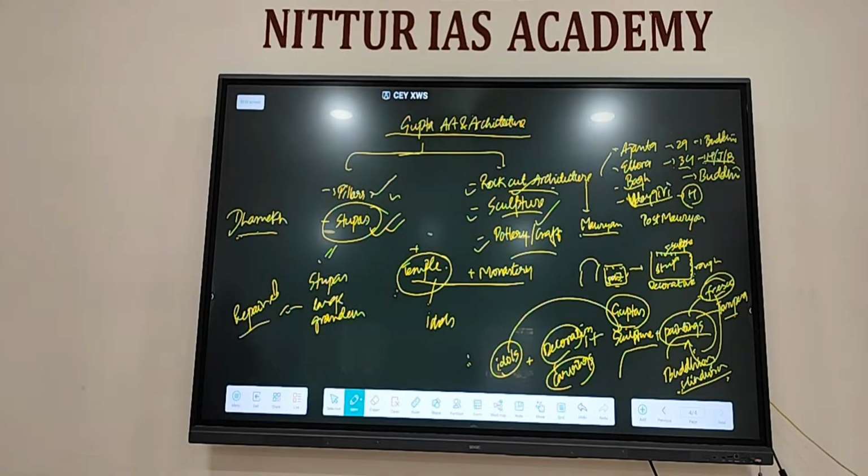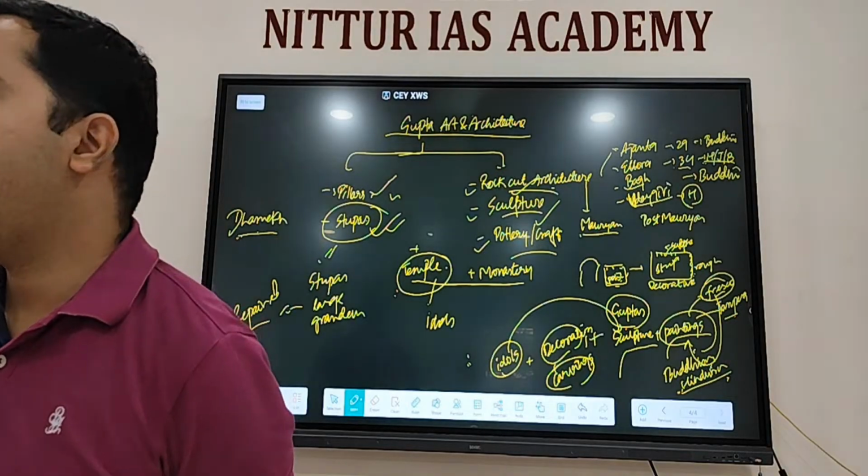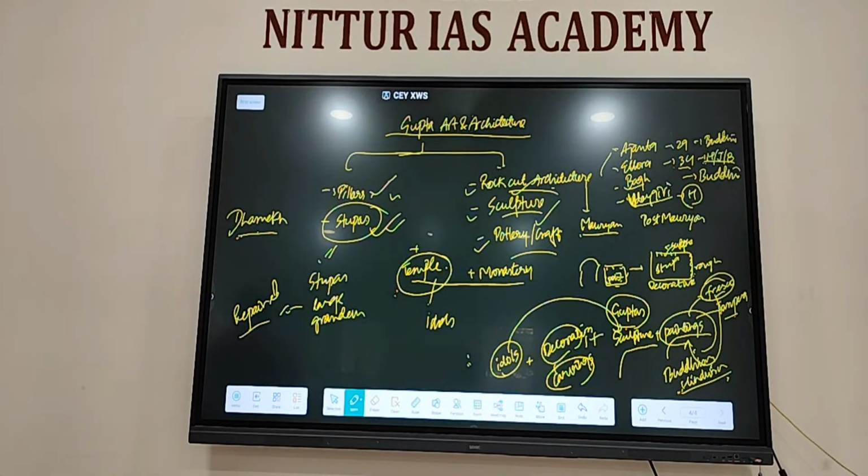Paragraph change. The major rock cut caves of Gupta's period include point number one, Ajanta caves.